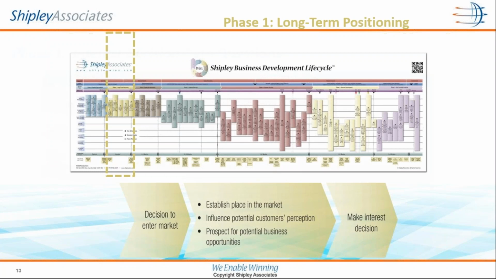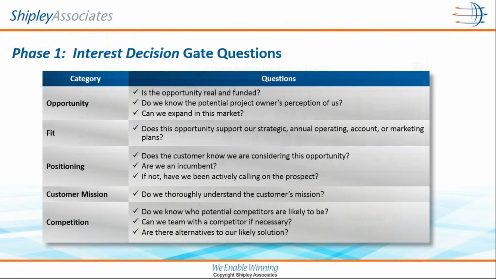And here you see that interest decision gate questions that we ought to be asking. And again, I'll just pause for a minute, but down the left you see we need to assess the opportunity. Is it a good fit for us strategically? Are we positioning ourselves, or can we position ourselves? What's the customer's end game? What's their vision and mission? And who will we be competing against? So these are decision gate questions that we need to be thinking about at this stage.